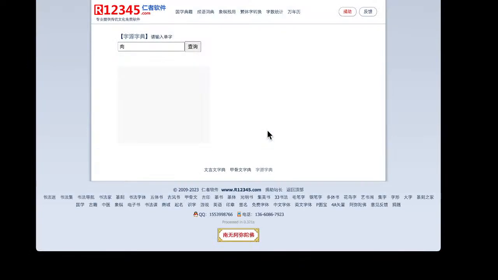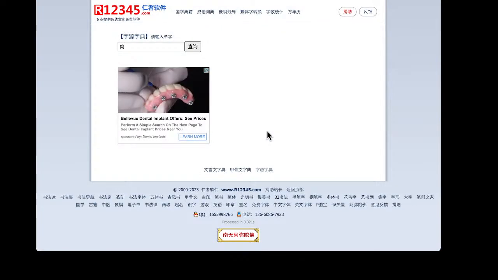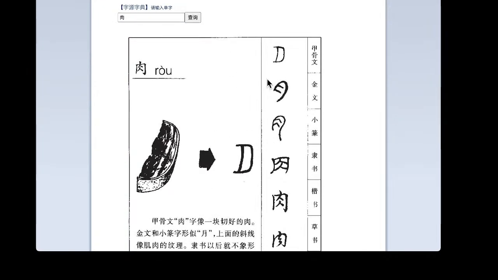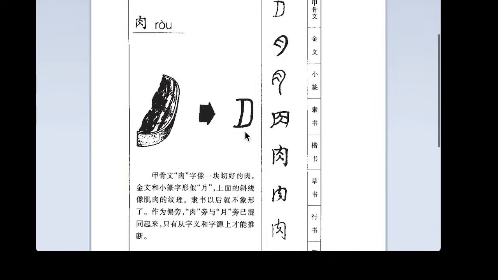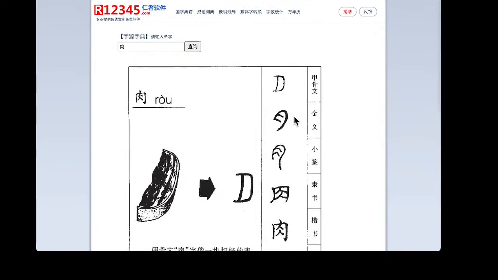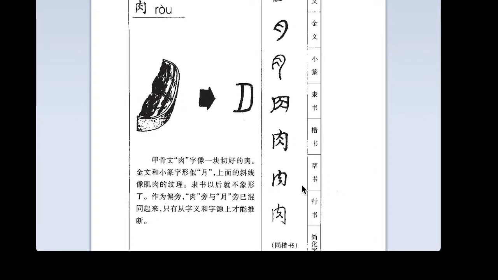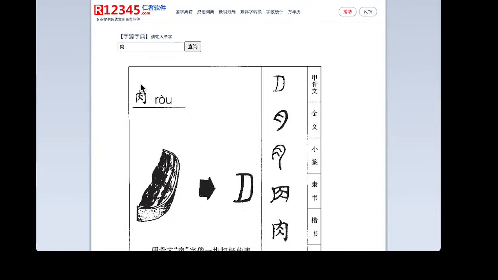Okay, now this character, it's a picture of flesh, of meat. Okay, let's take a look at that. Wait a little bit. Okay, so basically the character is a picture of a piece of meat. That's just as simple as that. Okay, and even the current version of it looks like that. All right, so this is 肉.